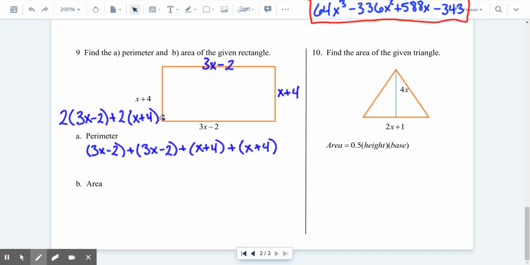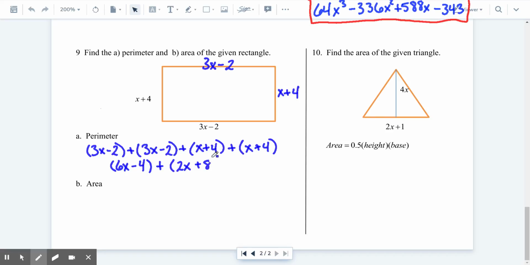And so if we combine here, we have 3x minus 2 plus 3x minus 2. That is 6x minus 4 from those. So we get 6x minus 4 from our 2 lengths being combined. And we also have our two widths over there. So x plus 4 plus x plus 4. X plus x is 2x. 4 plus 4 is 8.